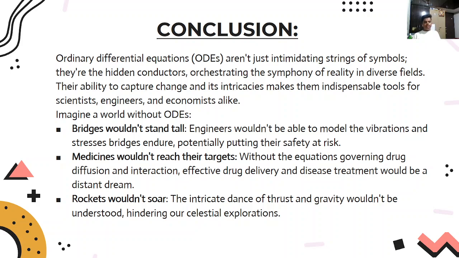At first, bridges couldn't stand tall. Engineers wouldn't be able to model the vibrations and stresses bridges endure, potentially putting their safety at risk. Then medicines wouldn't reach their targets. Without the equations governing drug diffusion and interaction, effective drug delivery and disease treatment would be a distant dream. Then rockets wouldn't have soared. The intricate dance of thrust and gravity wouldn't be understood, hindering our celestial explorations.